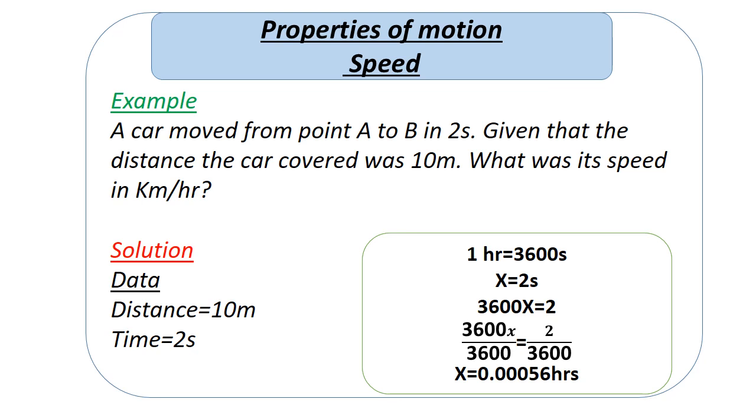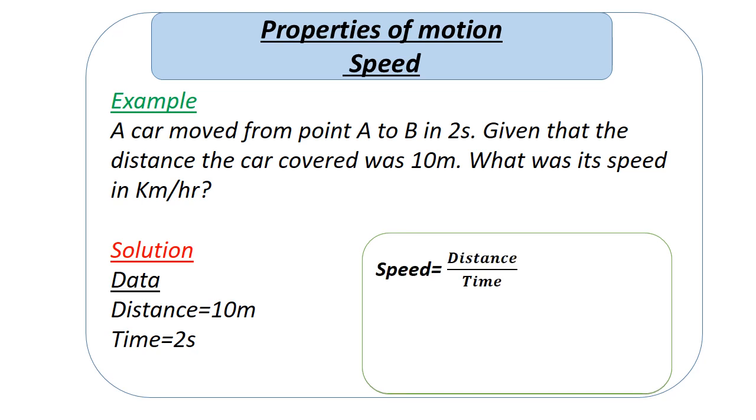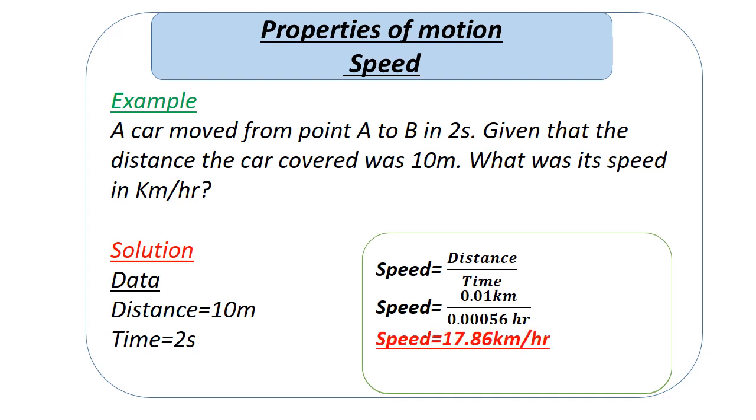Once you have the time value expressed in hours, we can now find what the speed is in kilometers per hour. So I'm going to say the formula, speed is equal to distance over time. So speed is equal to, we put the values for distance and time. Distance is 0.01 kilometers and time is 0.00056 hours. And our answer will be, if we punch it into a calculator, 17.86 kilometers per hour. I thought of sharing this example because these are the exam type of questions.